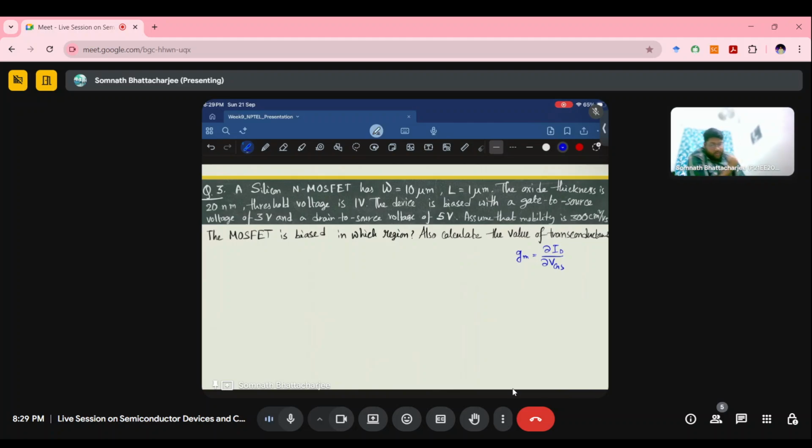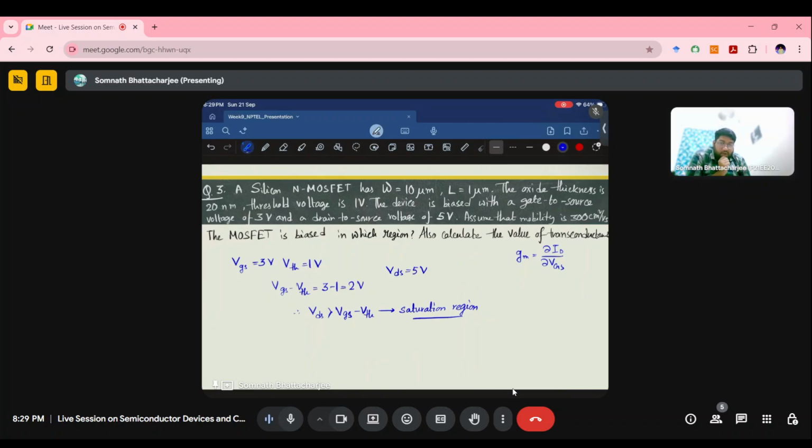I'll do the first part for everyone. Here we know that the VGS value is 3 volts and VTH is 1 volt. So the value of VGS minus VTH, as already discussed, is 2 volts, right? And we know that the drain to source voltage is 5 volts. So we can definitely say that VDS is greater than VGS minus VTH. So the transistor is working in saturation region.